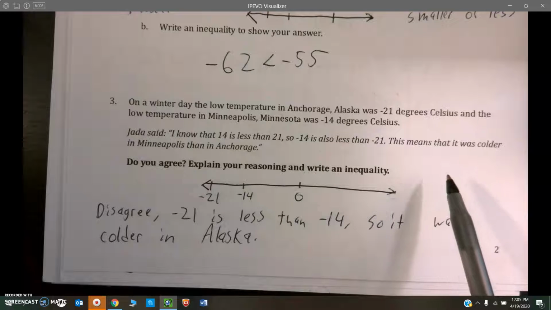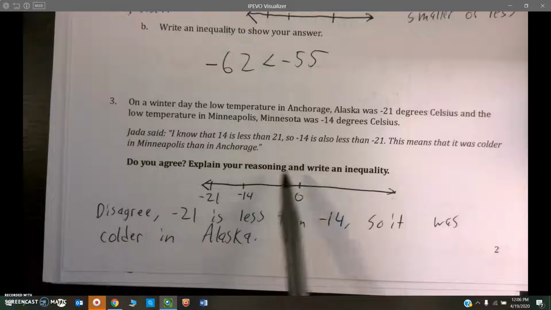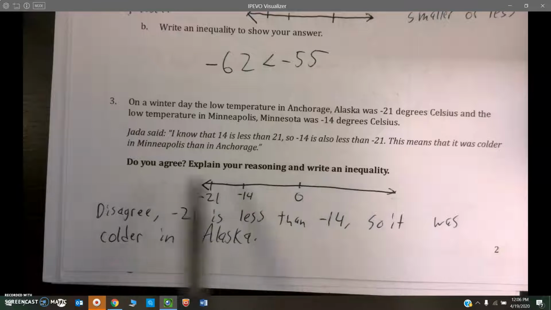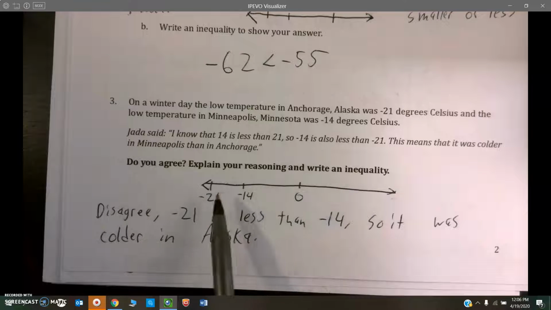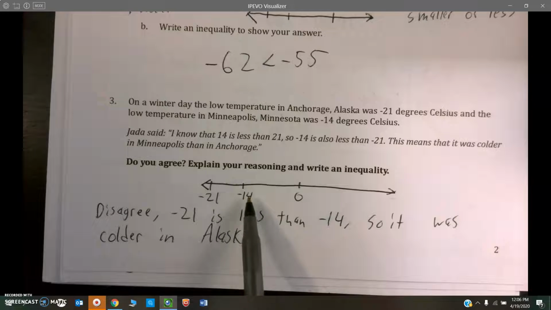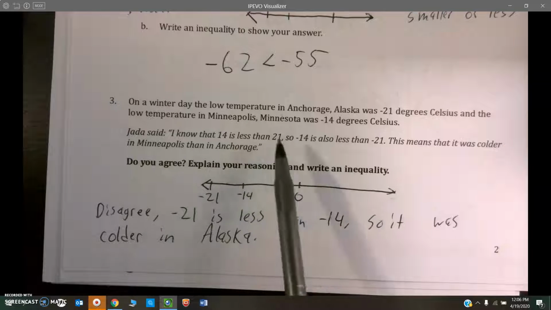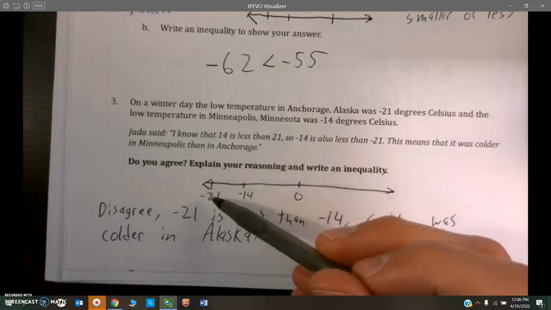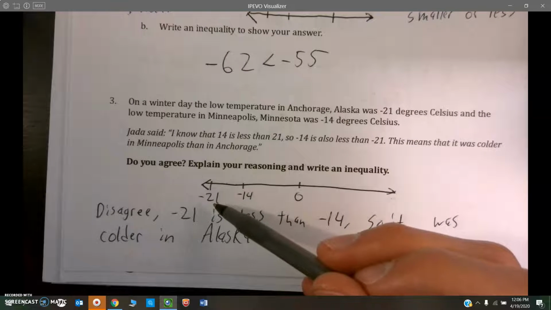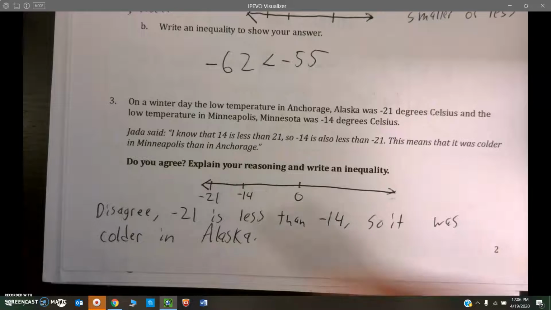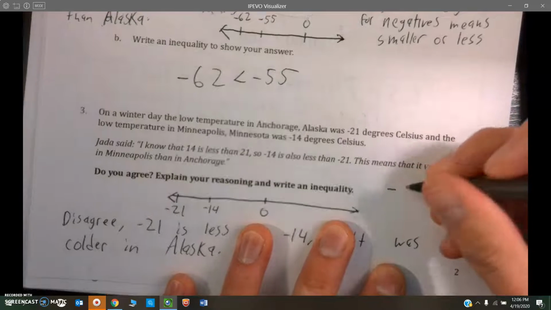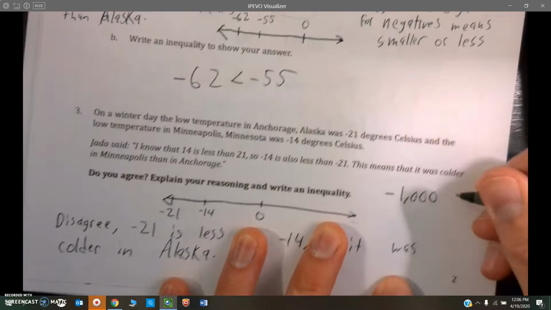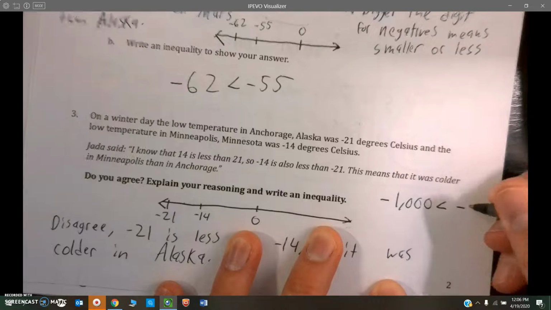Okay, so when we're thinking about distance from zero, for positive numbers, the further away from zero you are, the bigger it is. But for negatives, the further away from zero you are, the smaller the number is. So even though this digit is larger than 14, right? Like how Jada thought, well, 21 is bigger than 14. So negative 21 must be bigger than negative 14. No, negatives are the opposite. So the bigger the digit for the negative, negative 21, that is actually smaller than negative 14. As a matter of fact, to illustrate that point, negative 1,000 is way less than negative 1.